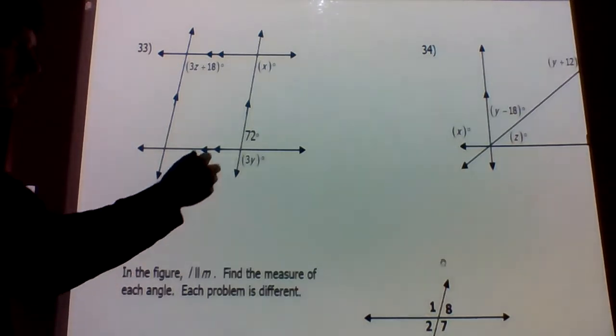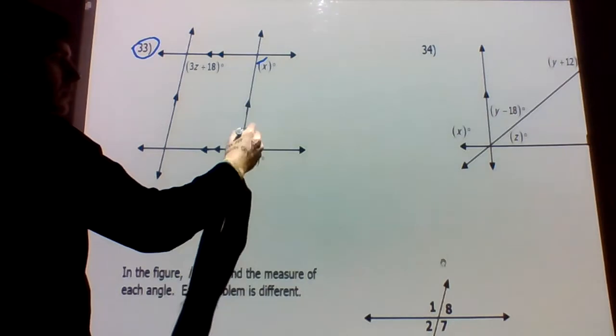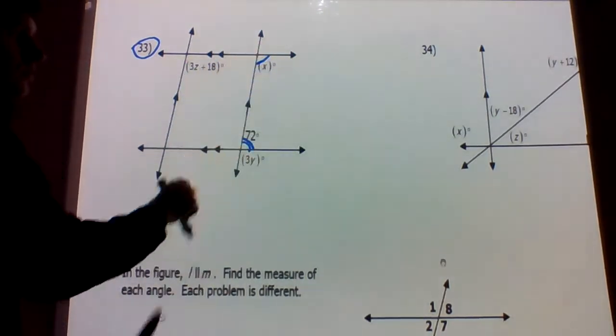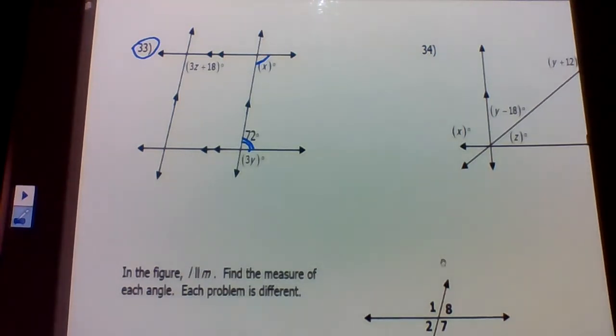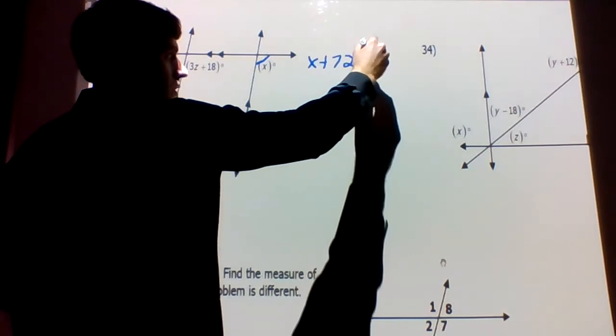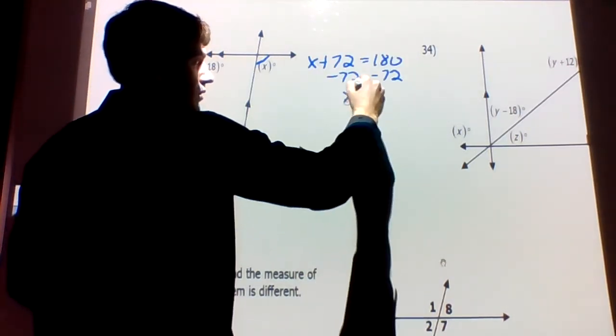So let's start with our 72 here. These angles are supplementary, right? Our lines are parallel, so same side interior angles are supplementary, so they add up to 180. So we're going to have x plus 72 equals 180, minus 72, minus 72. X is going to be 108.